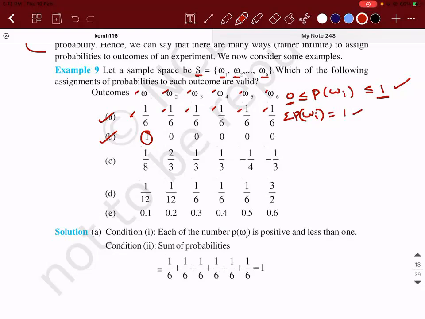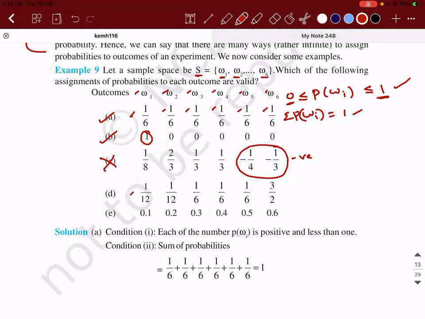1 by 8, 2 by 3, 1 by 3, 1 by 3, minus 1 by 4, and minus 1 by 3. So these two are negative. Negative probabilities are not possible, so these outcomes are not possible.